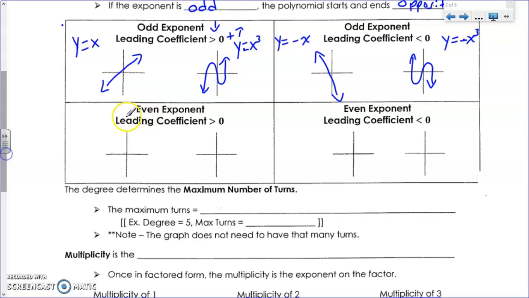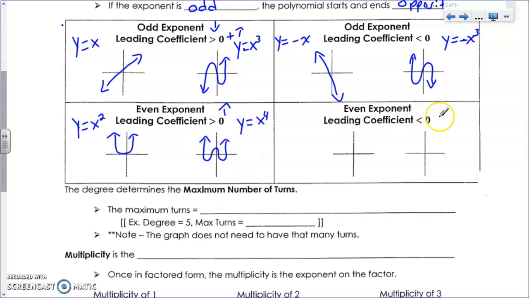When you have an even exponent, like y equals x squared, we know it's quadratic, a parabola, or y equals x to the 4th, when the coefficient is greater than 0, it's going to end up. Since it's an even exponent, they're going to do the same. So in this case, both are going up. And then here, it makes like a W, and they're both going up.